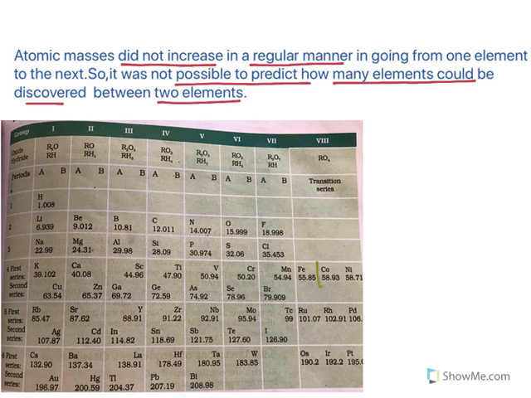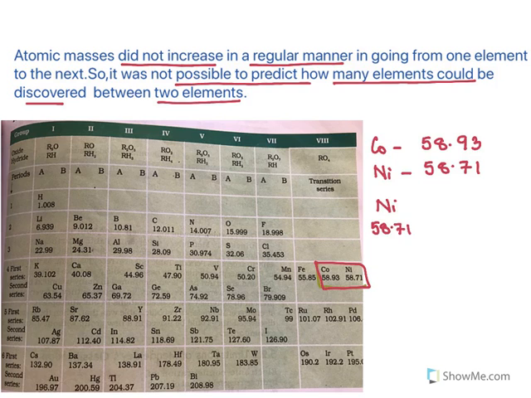Now just observe cobalt and nickel. You see, cobalt has atomic mass 58.93 and nickel has atomic mass 58.71. What should have happened? Nickel should have come first, 58.71, then should have come cobalt, 58.93. But he put cobalt first and then nickel. See here, he put cobalt first. And why did he put cobalt before nickel?